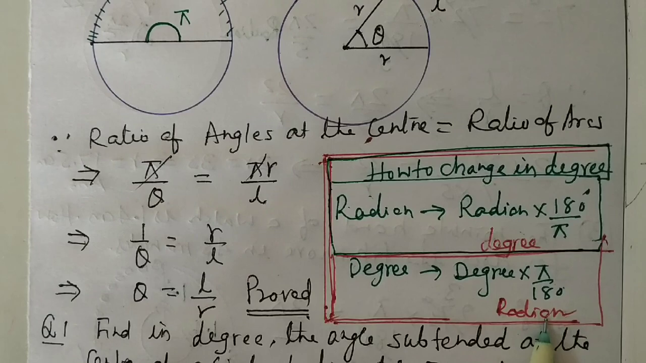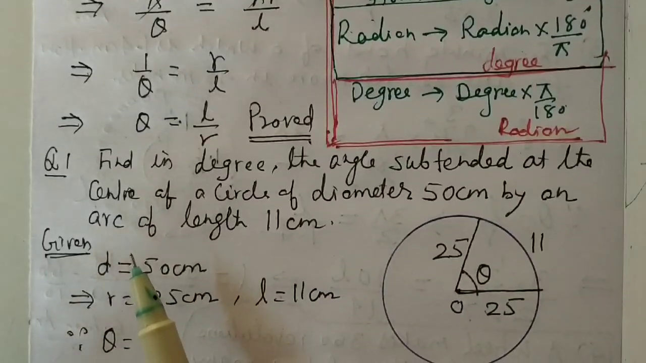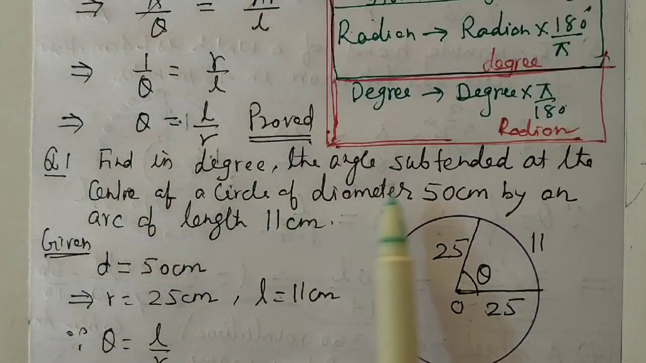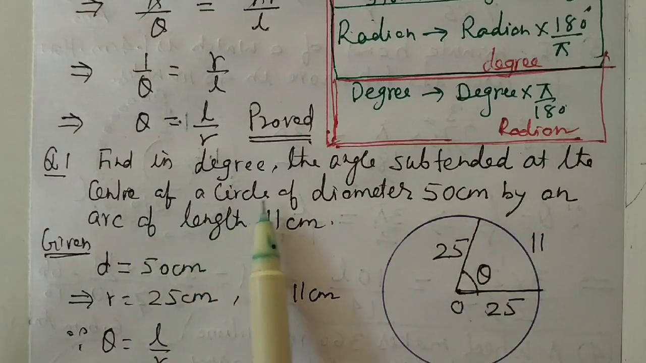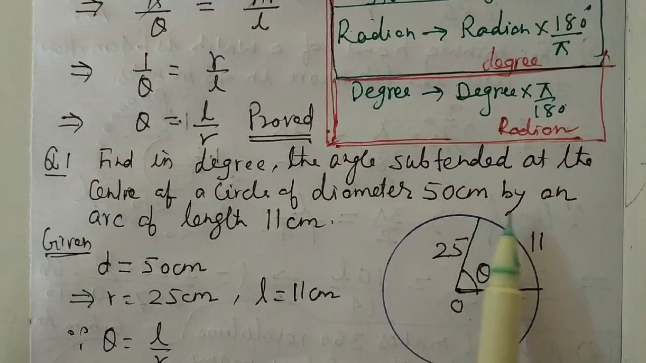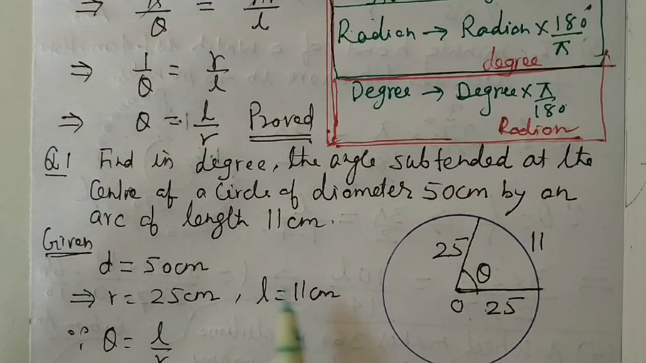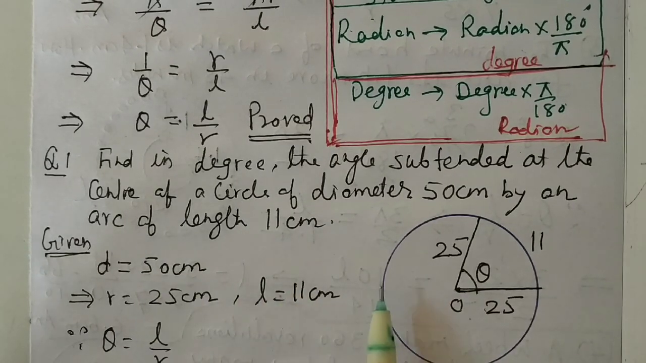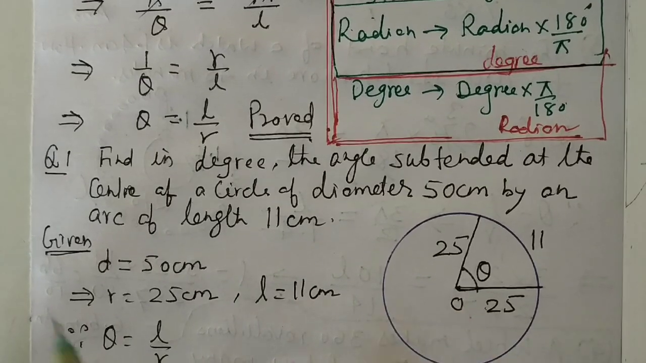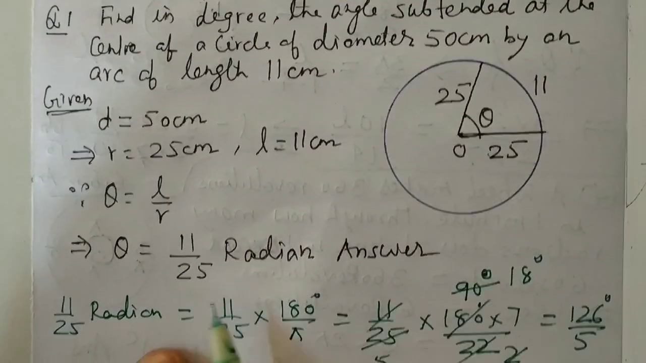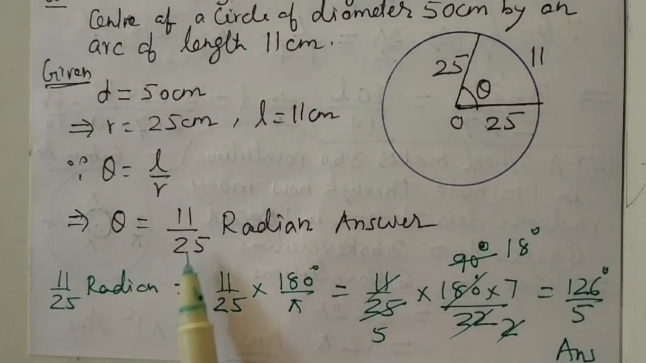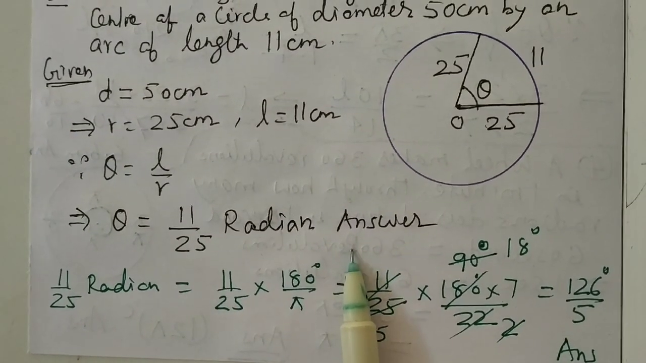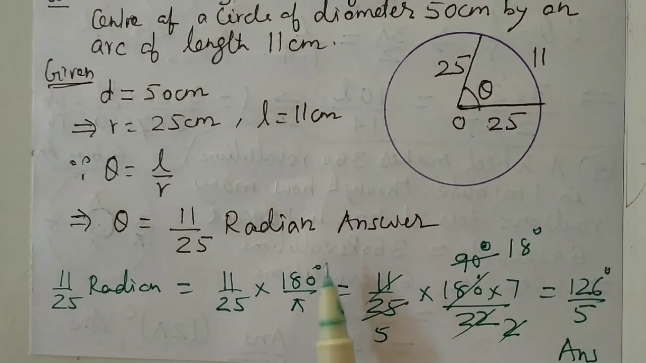180, it becomes radian. Now the first question: find in degree the angle subtended at the center of a circle of diameter 50 by arc 11. So arc length L is equal to 11, diameter 50, so the radius is 25. Use the formula theta is equal to L by r, and thus theta is equal to 11 by 25 radian, answer. If you are interested, you can go further.